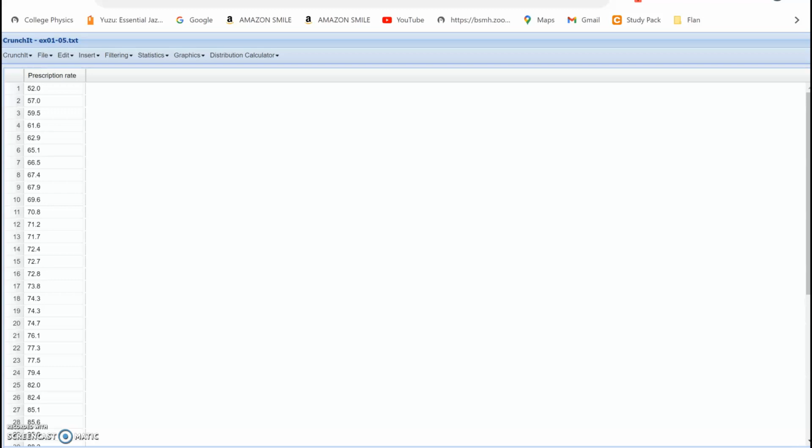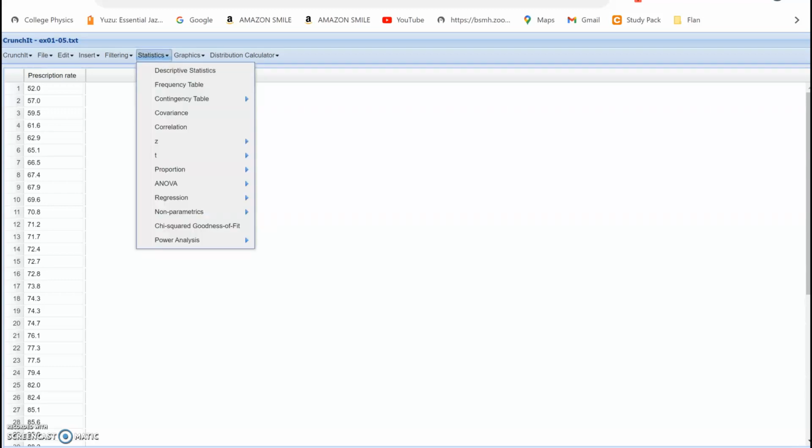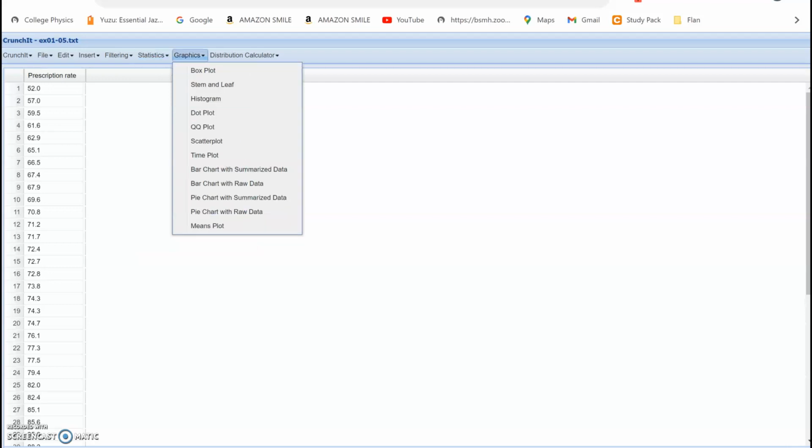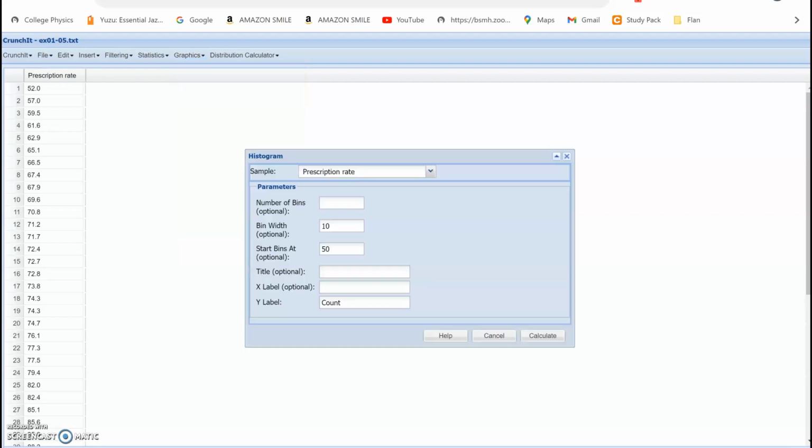So remember that these are raw data. Although there's only one thing we can do here with raw data. So we go to graphics because we want to construct a graph, which is called a histogram. Okay, and we select the prescription rate as the variable that we are graphing.